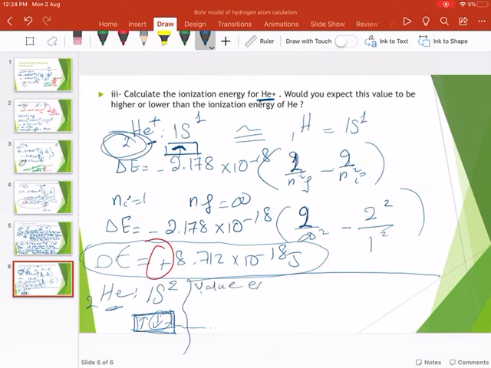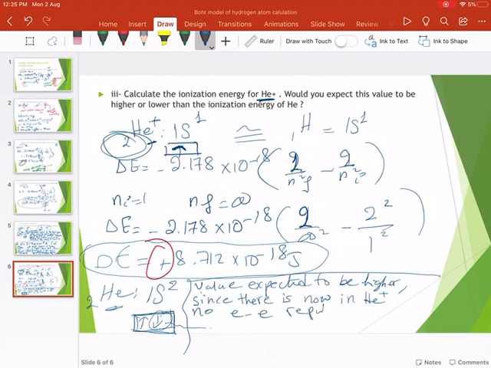So the value is expected to be higher, since there is now in He+ no electron-electron repulsion competing with the strong attraction to the nucleus.